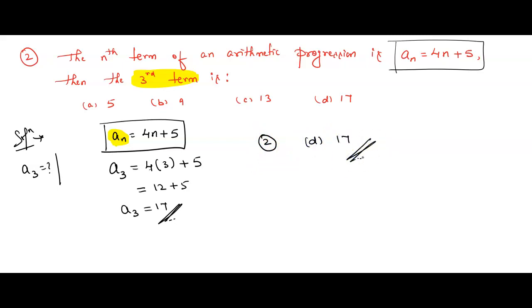I hope you have understood this case and how to solve this problem. If they ask you the 10th term, again in place of n write 10. 4 into 10 plus 5, 4 tens are 40, 40 plus 5, 45. So the 10th term is 45. Like that you can solve any number of problems related to this. Is this clear? Now let me solve question number 3.